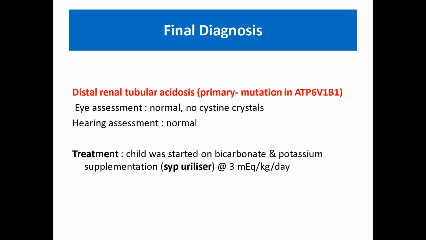So for his acidosis and hypokalemia, the child was started on bicarbonate and potassium supplementation, and it was given in the form of syrup urilizer, which would help in hypercalciuria also. So this was one clinical scenario where an infant presented with polyuria with some tubulopathy, which fits into a secondary form of nephrogenic diabetes insipidus, that is distal RTA.